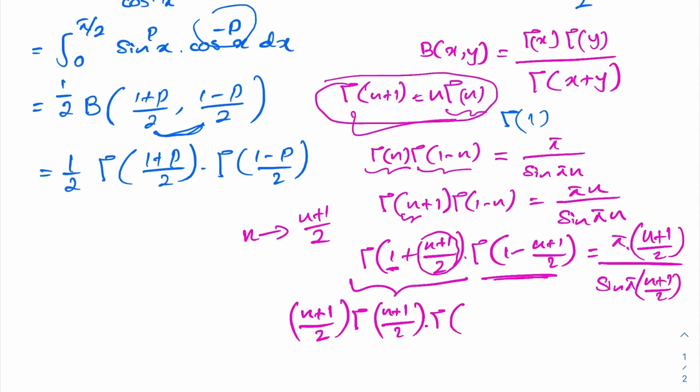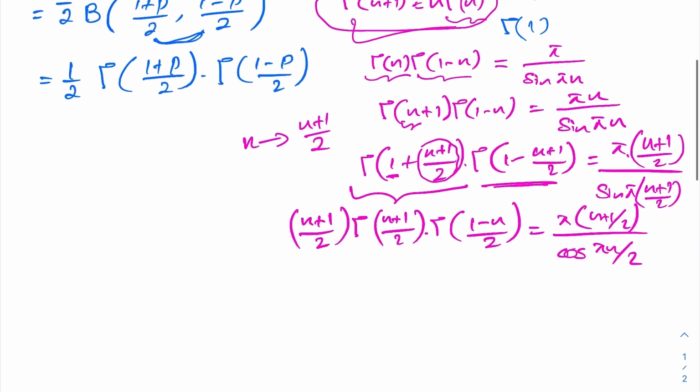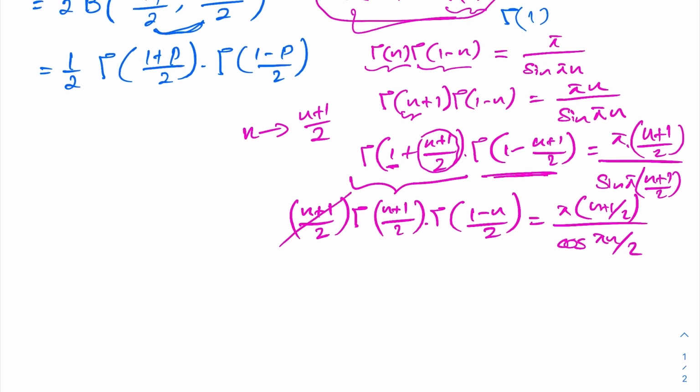gamma of 1 minus n over 2 is equal to pi times (n plus 1) over 2 over, here we have sine of pi (n plus 1) over 2. So if we simplify, we know sine of pi over 2 plus pi n over 2, so cosine of pi n over 2. Okay, then we know this (n plus 1) over 2 gets cancelled.